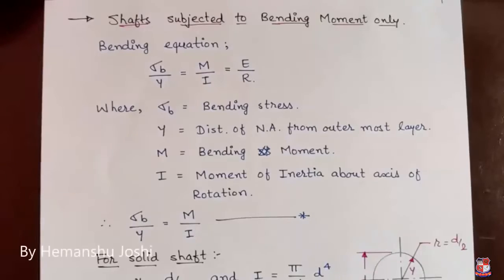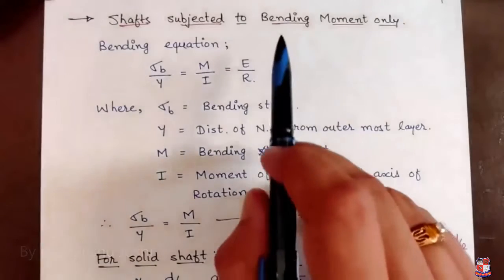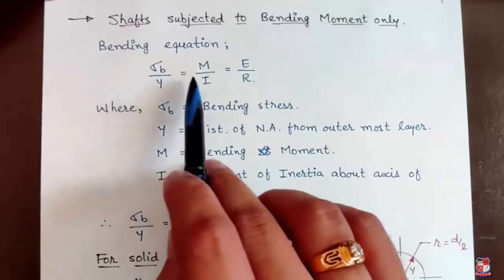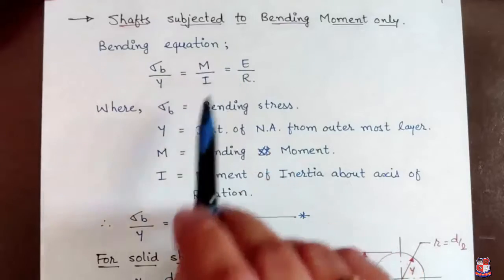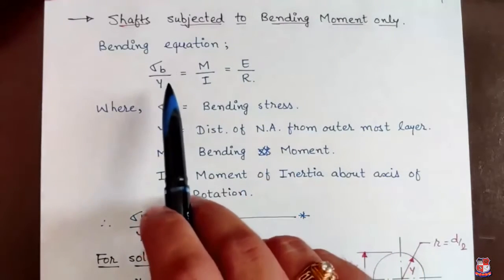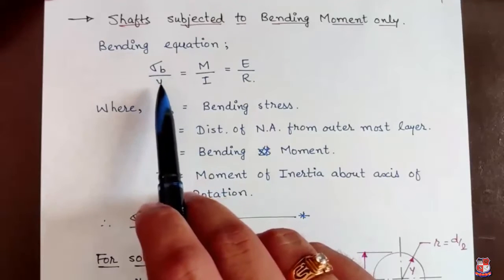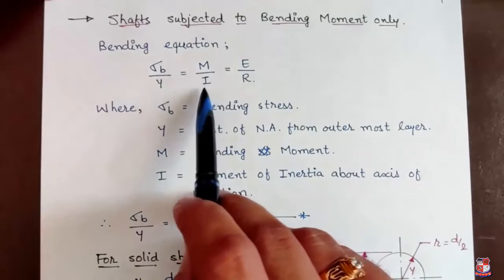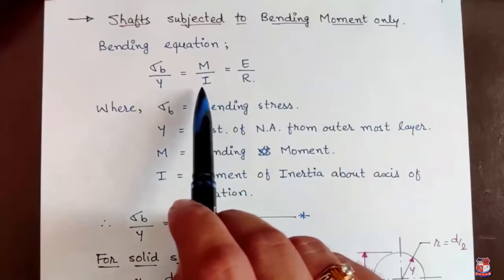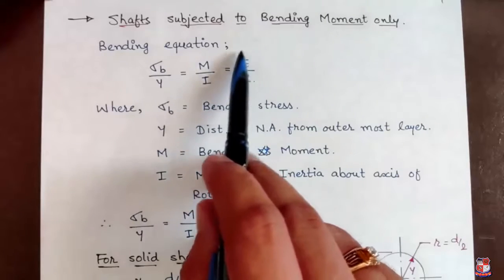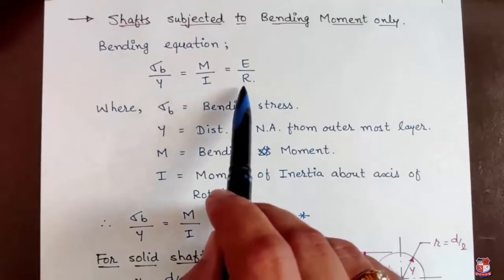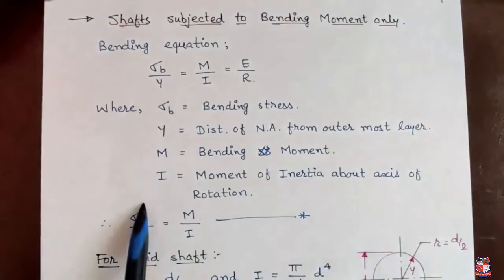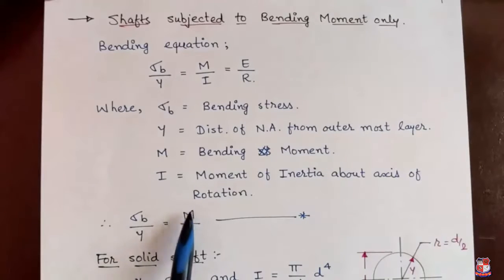In this video, we will design a shaft subjected to only bending moment. Now we know that the equation of bending is sigma b by y is equal to M by I is equal to E by R. Here sigma b is bending stress, y is the distance of extreme layer from neutral axis, capital M is bending moment, capital I is moment of inertia about the axis of rotation, capital E is modulus of elasticity, and capital R is radius of curvature. But we will use only the first two terms, that is sigma b by y is equal to M by I.